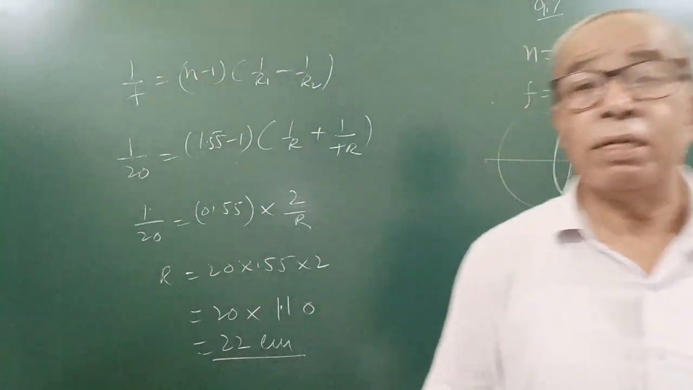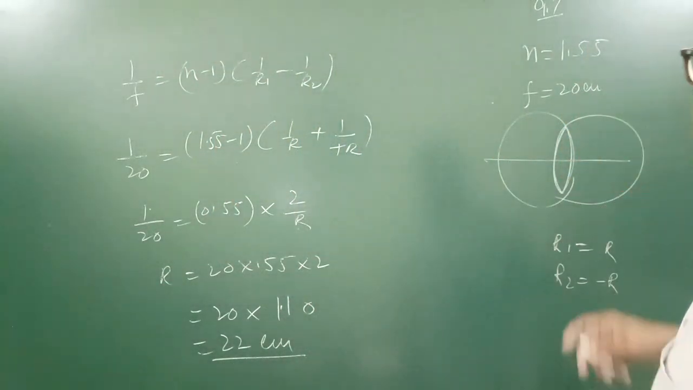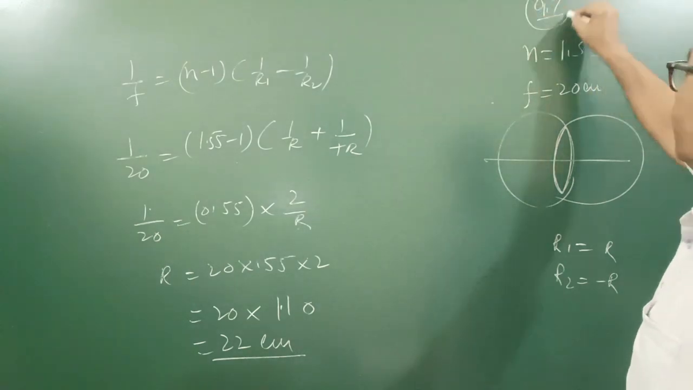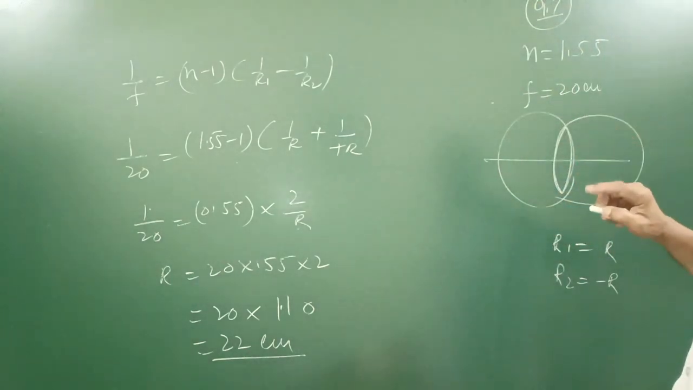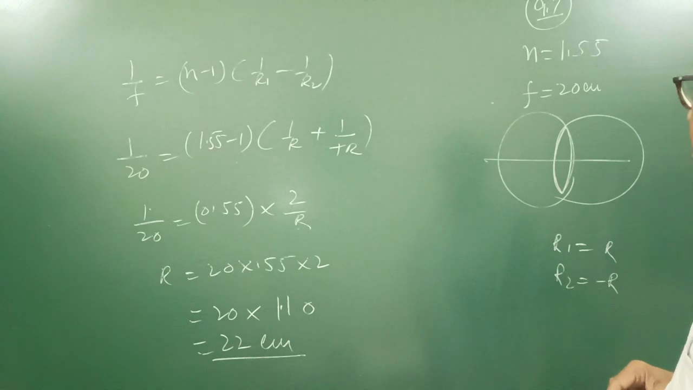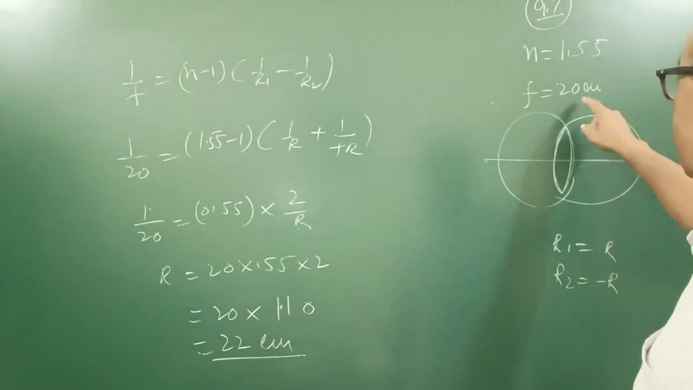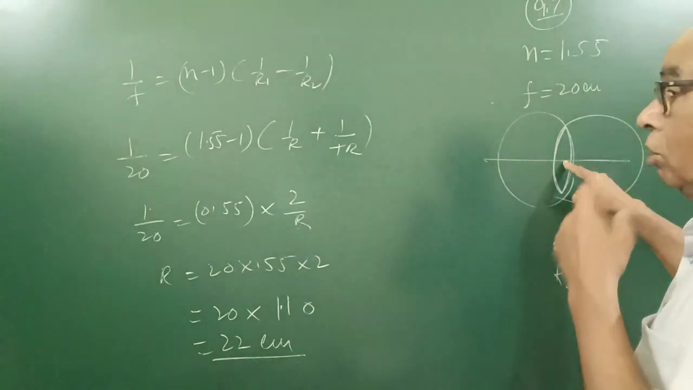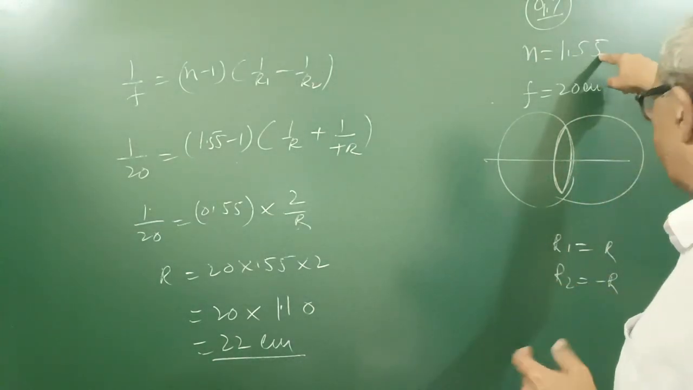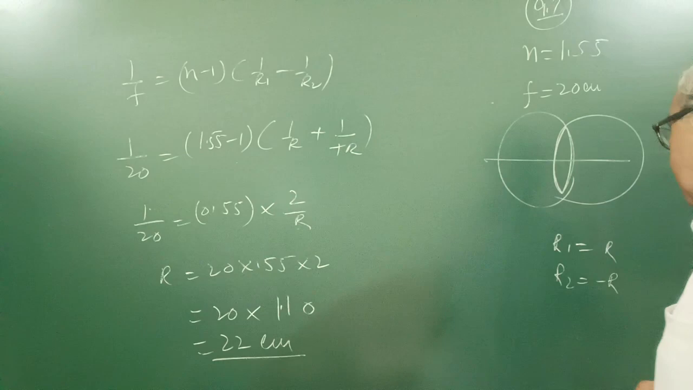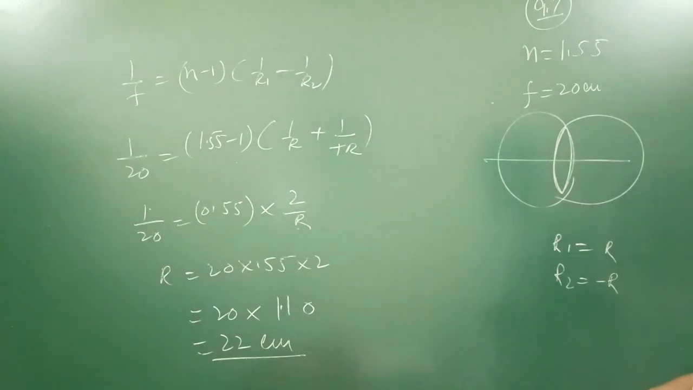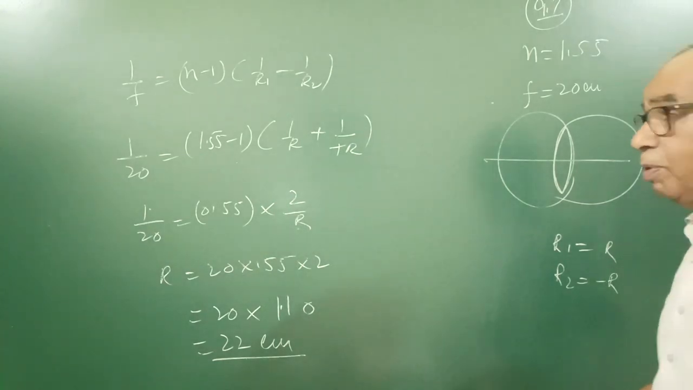Yes, dear student, there is a question from NCERT book 9.7. You are required to prepare a convex lens of focal length 20 cm from a glass of refractive index 1.55. If both the radii are equal, then calculate the radius of each face.